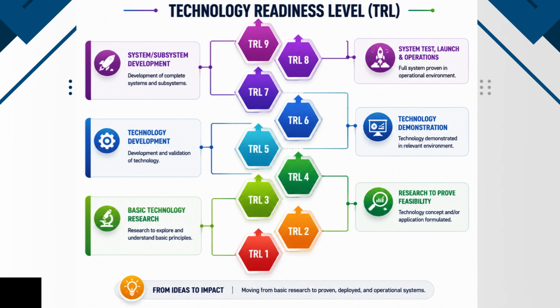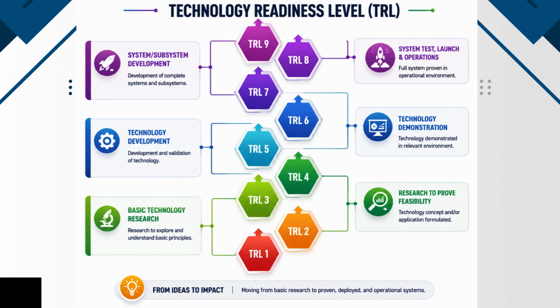At TRL1, the basic scientific principles are observed and identified. At TRL2, the technology concept is developed, and researchers begin exploring possible applications. At TRL3, experiments and proof of concept studies are carried out to demonstrate that the technology is technically feasible. This stage is mainly focused on research to prove the feasibility of the technology. The second phase is technology development, which includes TRL4 to TRL6.